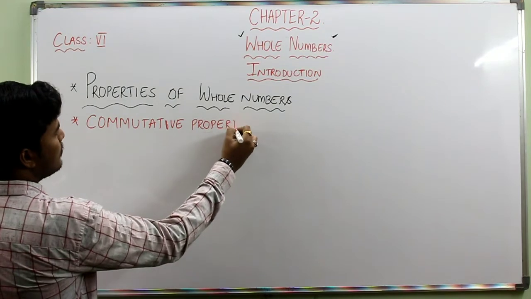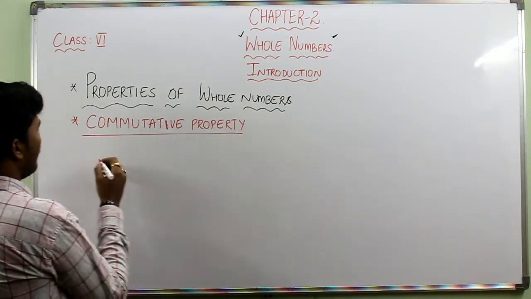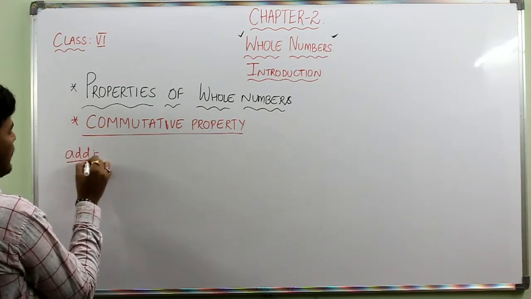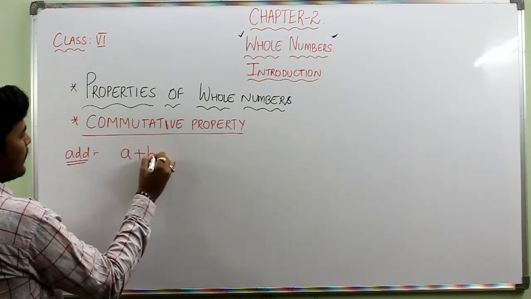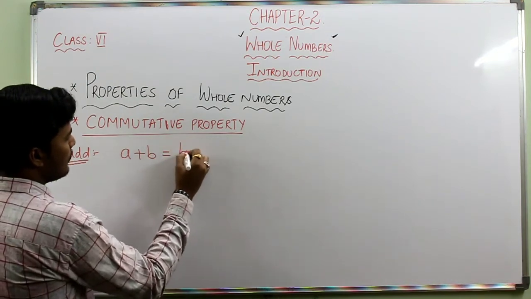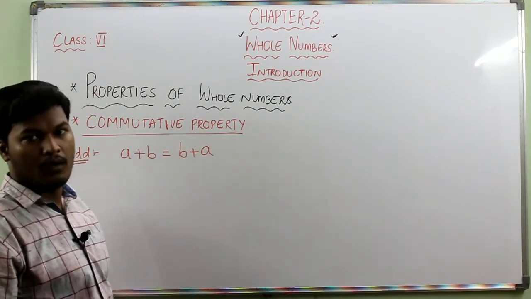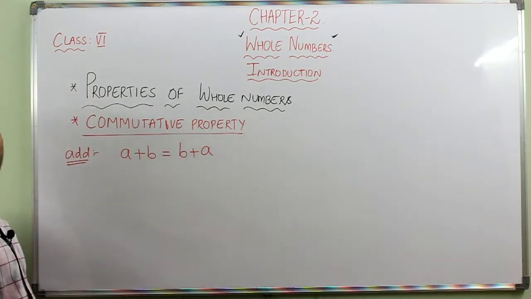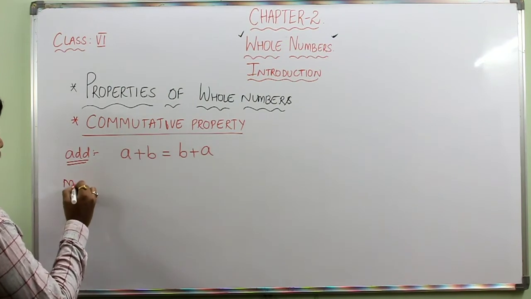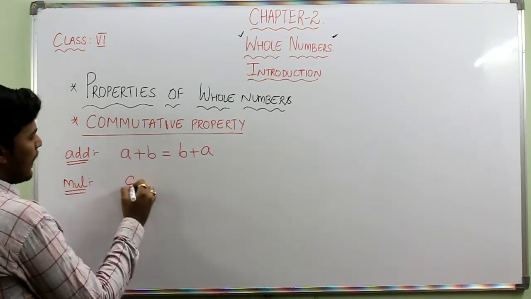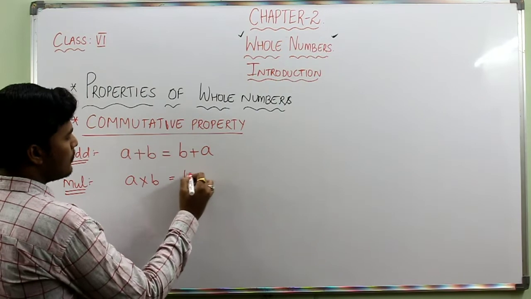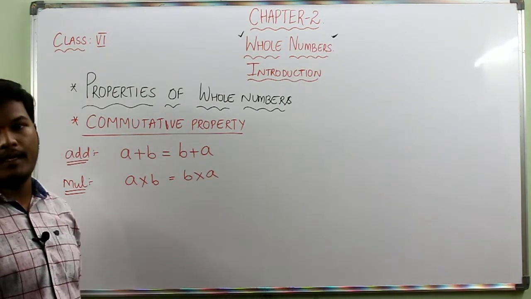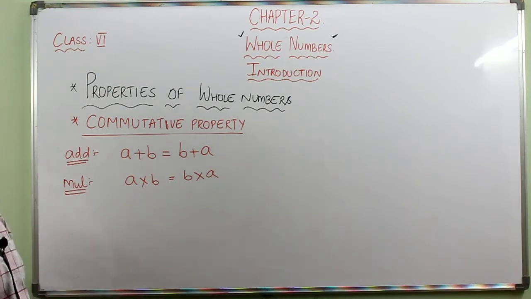Okay, so this commutative property is nothing but, in the case of addition, when I consider a plus b, this will be equal to b plus a. If a plus b is equal to b plus a, then we call it the commutative property. Similarly, in the case of multiplication, a into b will be equal to b into a. This is in the case of multiplication.